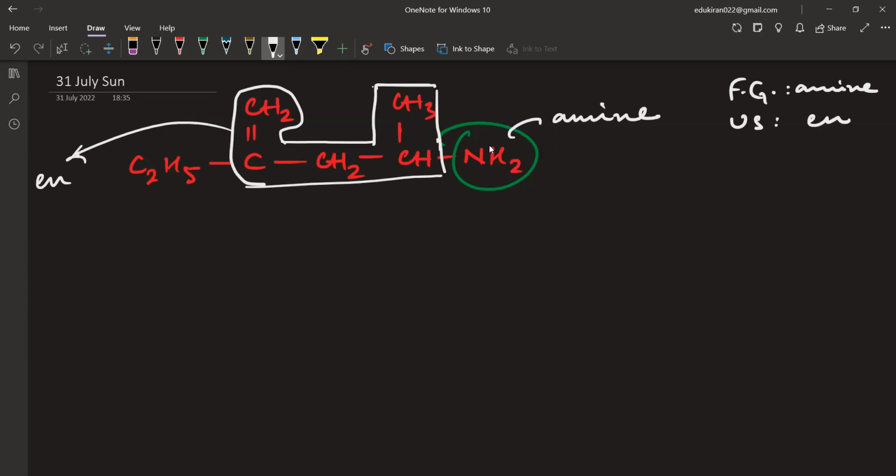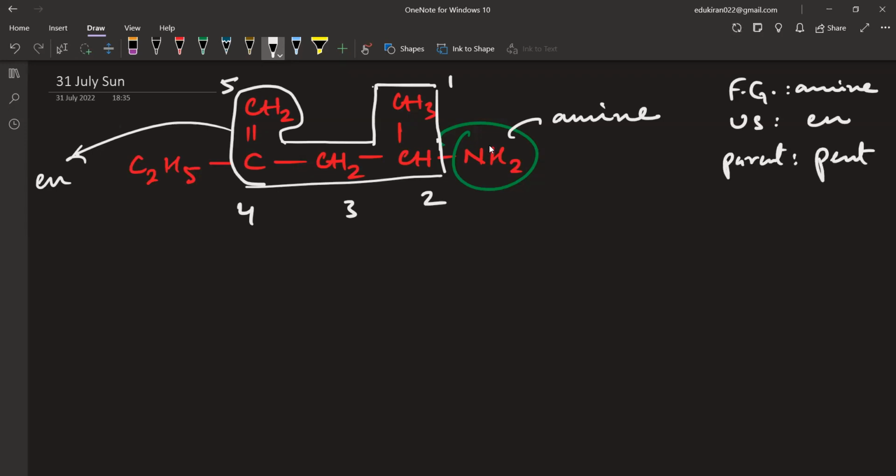Now we'll start with that carbon atom which is nearest to the functional group. So we'll not start from this carbon atom. We'll start from this carbon atom here. It will be 1, 2, 3, 4, and 5. Please remember, the functional group is given priority when it comes to numbering. So we start with that carbon atom which is nearest to the functional group. So we have got this, and the parent is pent.